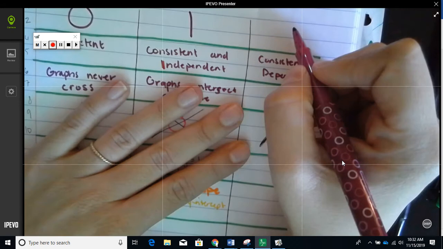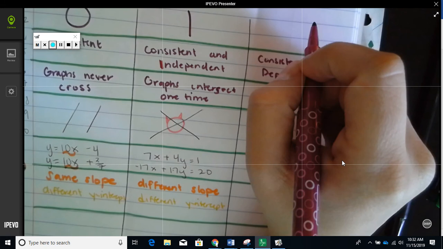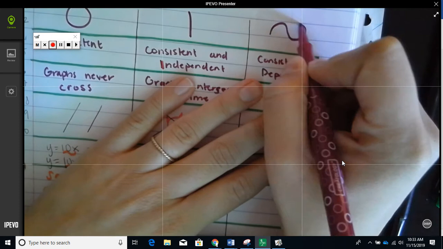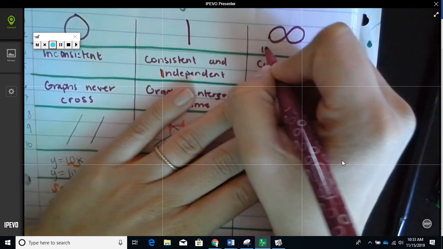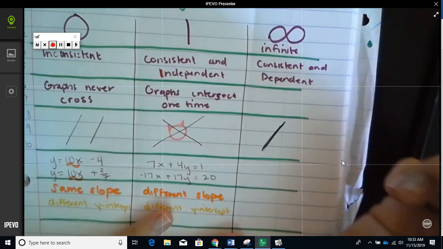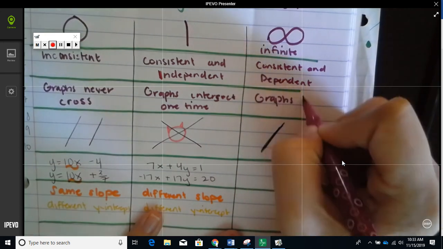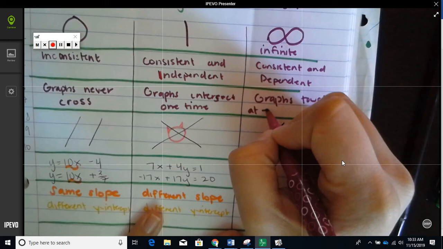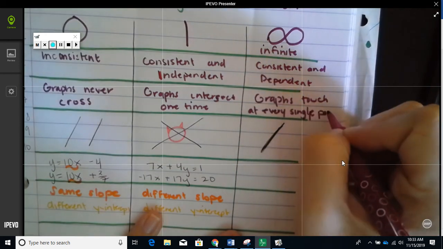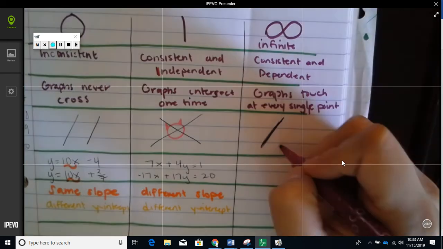Every point. Because it's a line, listen, because this is where some of you might get confused. They touch every single point. It's a line. A line goes on forever, so it's infinite solutions. Infinite solutions. Okay, the graphs touch at every single point. They're the same line.